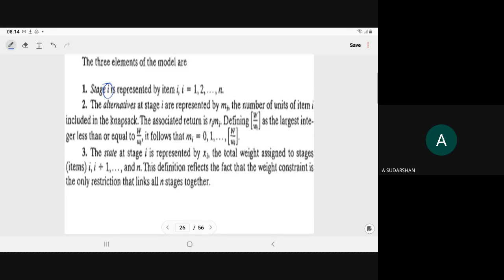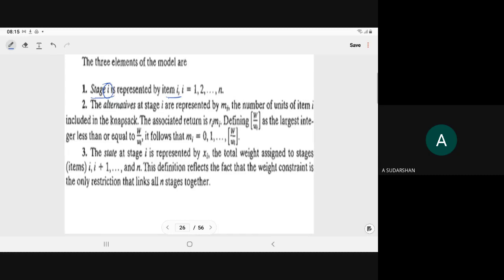In stage 1, we solve for variable 1. For stage 2, we will solve for variable 2. And in stage n, we will solve for variable n. So in stage i, we solve for item i. Whatever the number of variables, whatever the number of items, that many stages we have to consider. So in this problem, we have a total of n stages, and a particular ith stage we dedicate for item i.